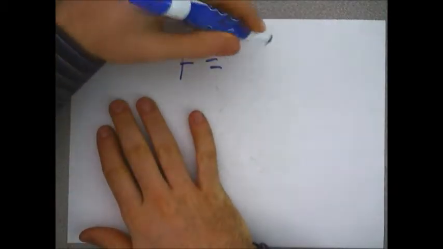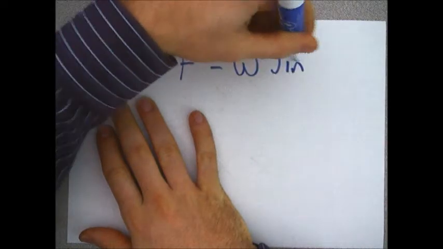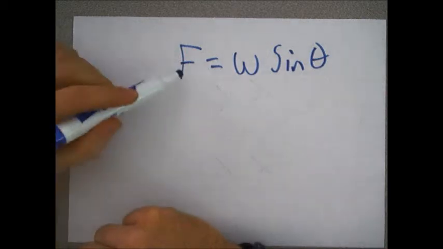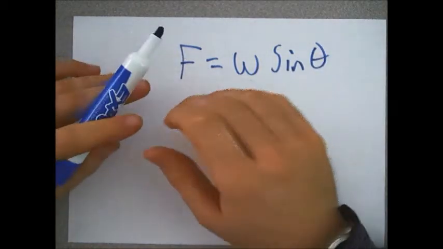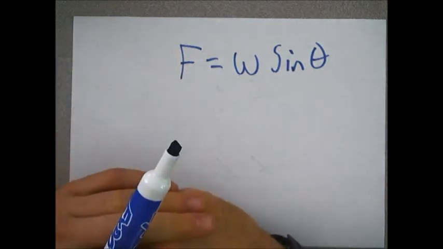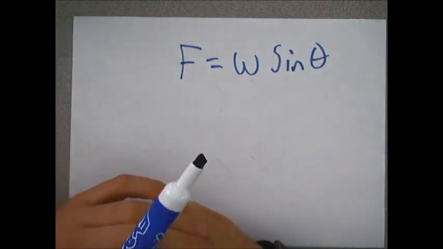All right, we're looking at the grade resistance problem, and the formula they give us, which will be given to you on your exam, is F equals W times sine of theta. W is our weight of the vehicle, F is the force, and theta is the angle of either elevation or depression going up or down. So for part A, it says find the force if the car weighs 4,000 pounds.